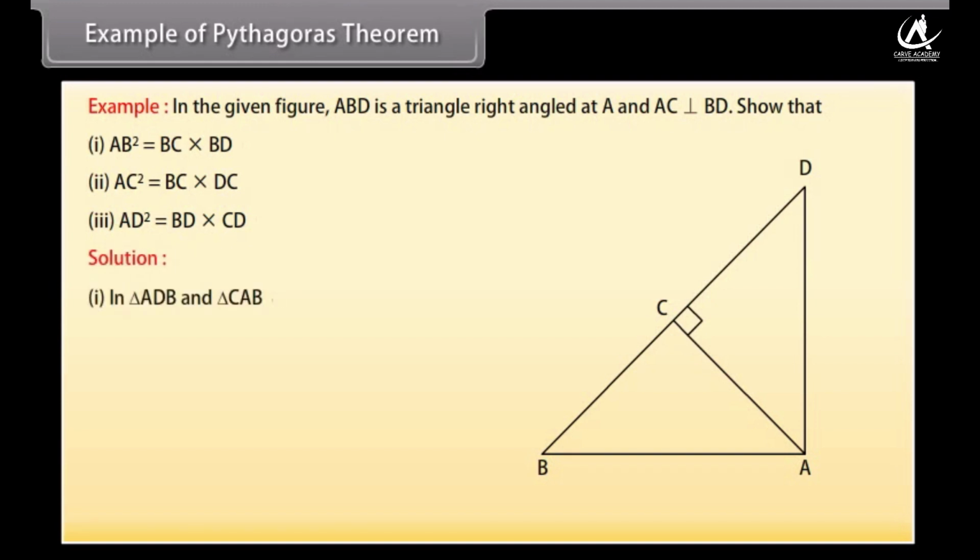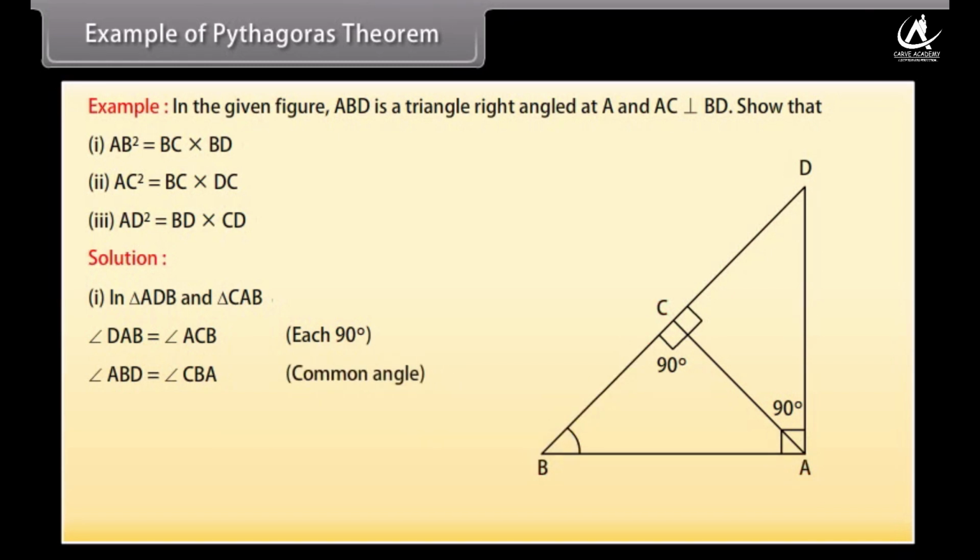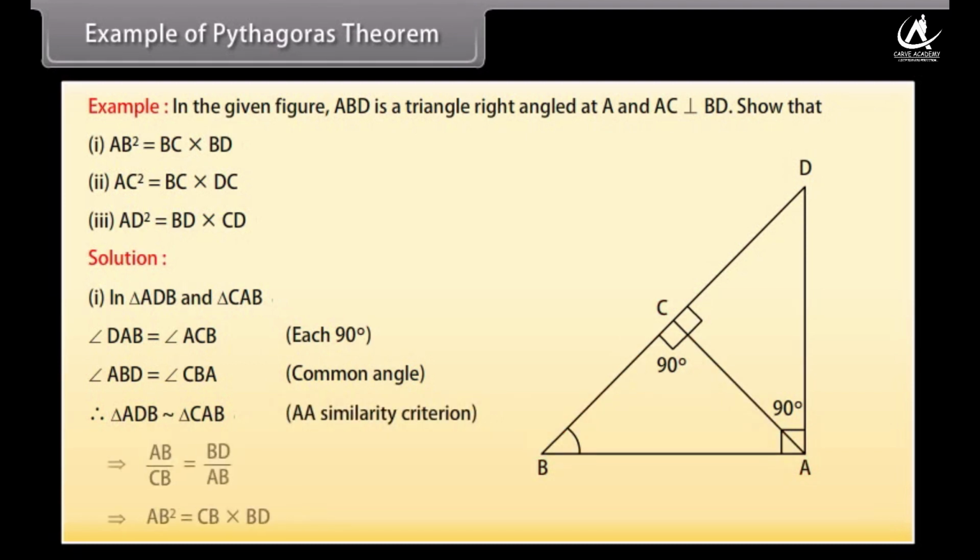Solution. 1. In triangles ADB and CAB, angle DAB equals angle ACB, each 90 degrees. Angle ABD equals angle CBA, common angle. Therefore, triangle ADB is similar to triangle CAB by AA similarity criterion, which implies AB square equals CB into BD.